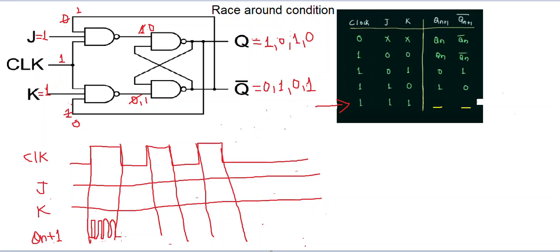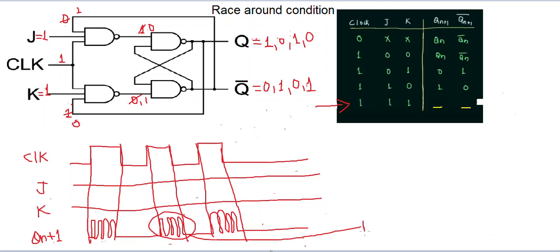Again, since the clock is low, now it will follow the previous state. Again here the clock is high, the output becomes unstable. So it will be like this. This is called the race around condition. This we also call racing.